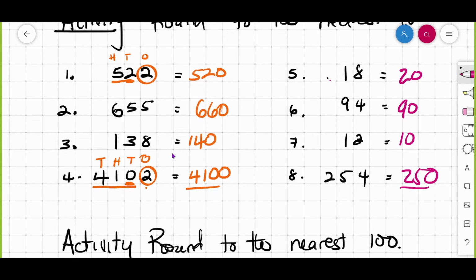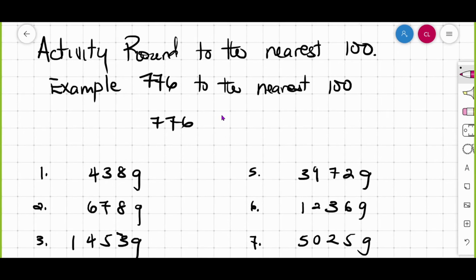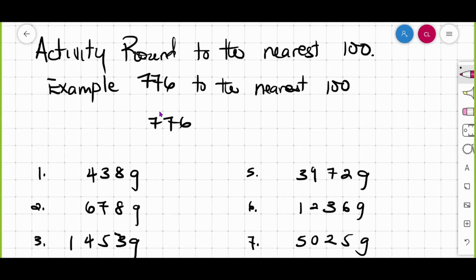Okay. Let's round to the nearest 100 now. So we're going to have an upper limit and a lower limit. So we have 776 rounding to the nearest 100. So we have 100, tens, ones. I'm rounding to this number. So I'm not looking to the 6. I'm going to look to the number that is to the right of it. Okay. So this now would be what?